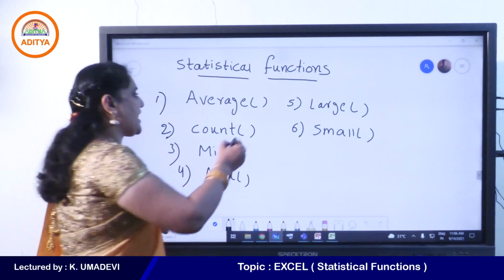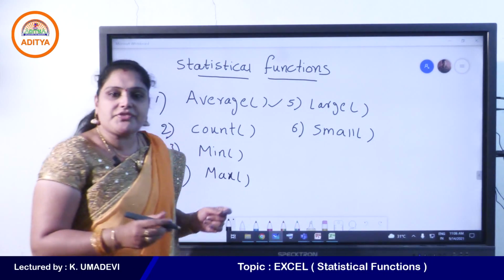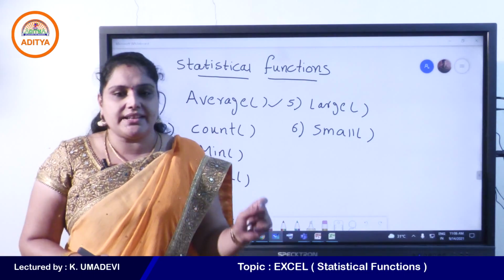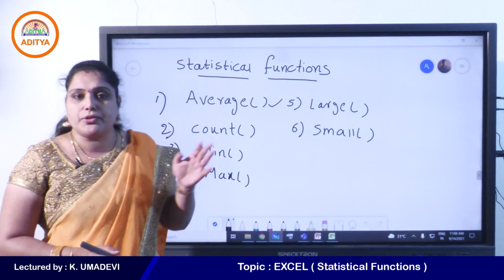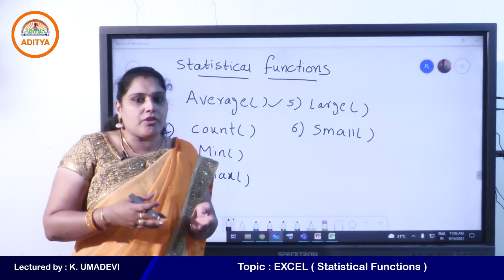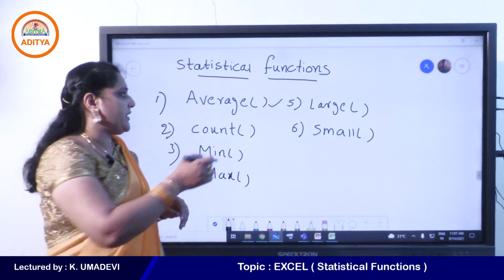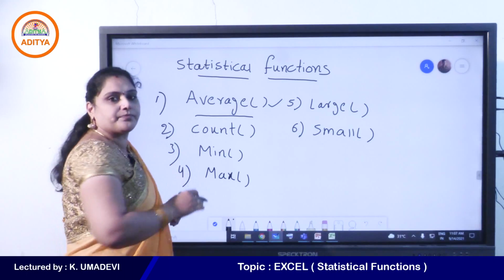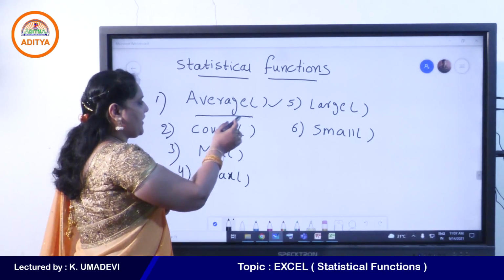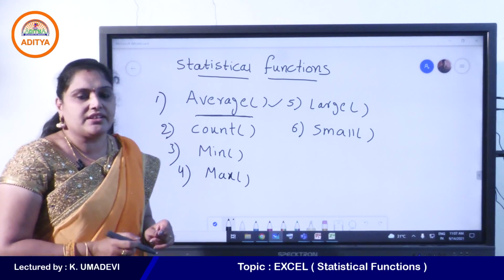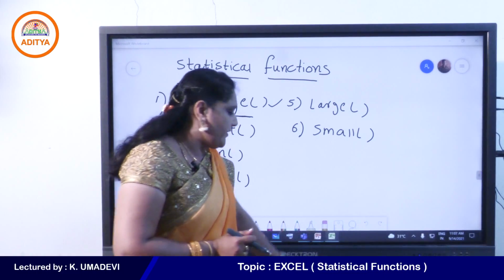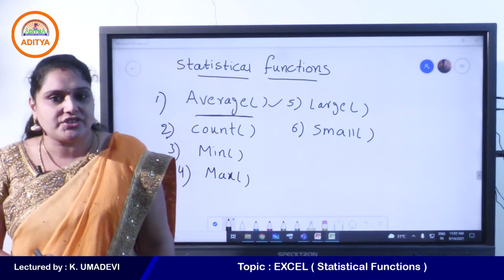So, first one is average. Average function is used to calculate average of group of numbers. If you want to calculate the average of the group of numbers in the worksheet, simply we use the average function. The function name is AVERAGE. So, let us see how to use average function on Excel sheet.